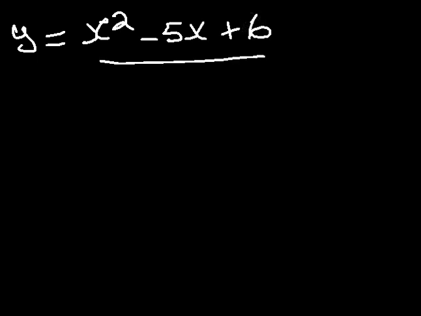So now let us see how we can find the vertical asymptotes and also the horizontal asymptotes for rational functions. Let's say we have a function given as y is equal to x squared minus 5x plus 6, divided by 2x squared minus 4x plus 3 in this case.